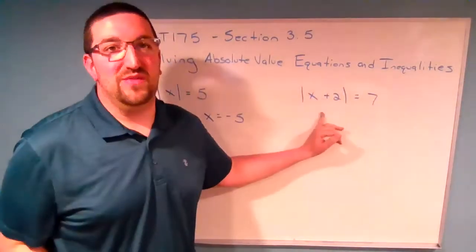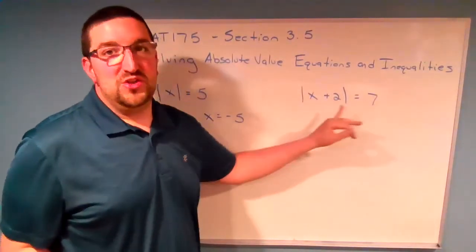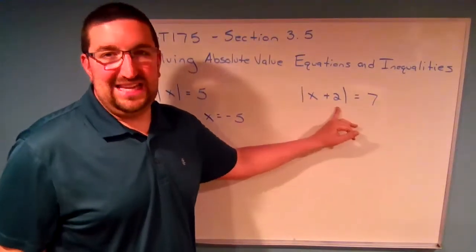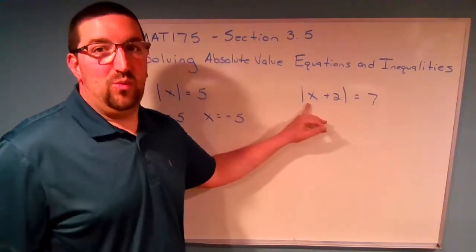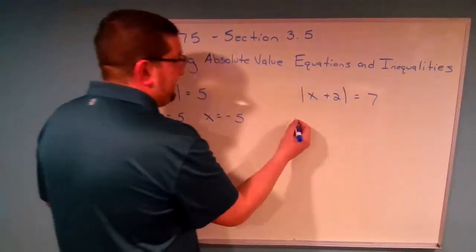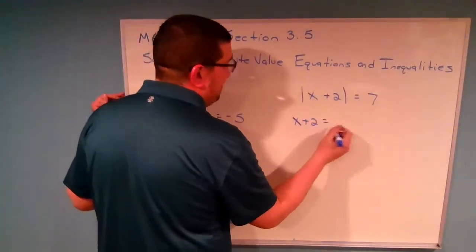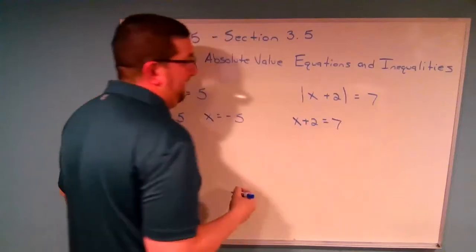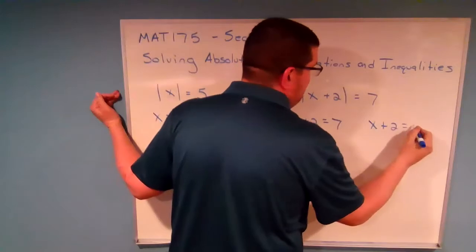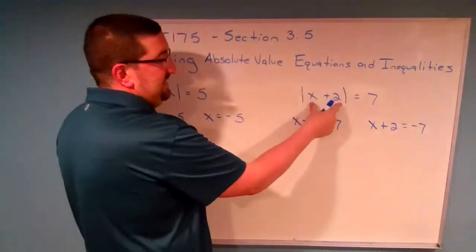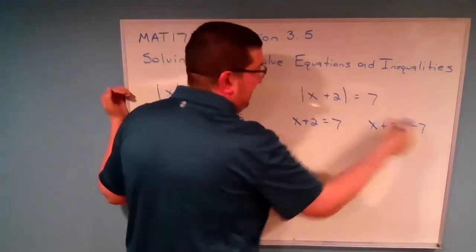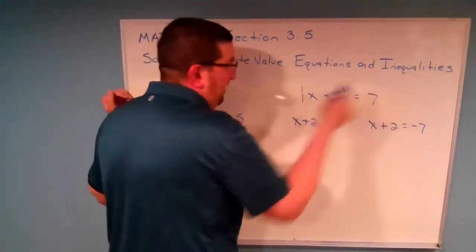Okay, we have the absolute value of x plus 2 equals 7. So we're trying to find what value of x would make what's inside here 7, or what value inside the absolute value bars would equal negative 7. So we take what's inside our absolute value bar and we make it equal to the positive and the negative. Because if this x plus 2 was 7, the absolute value would be 7. If this x plus 2 were negative 7, the absolute value of negative 7 would be 7.